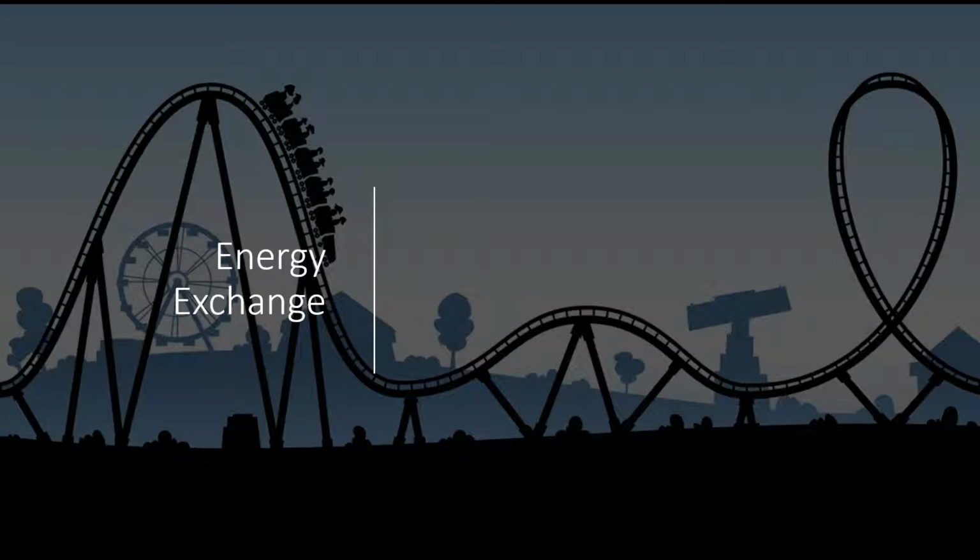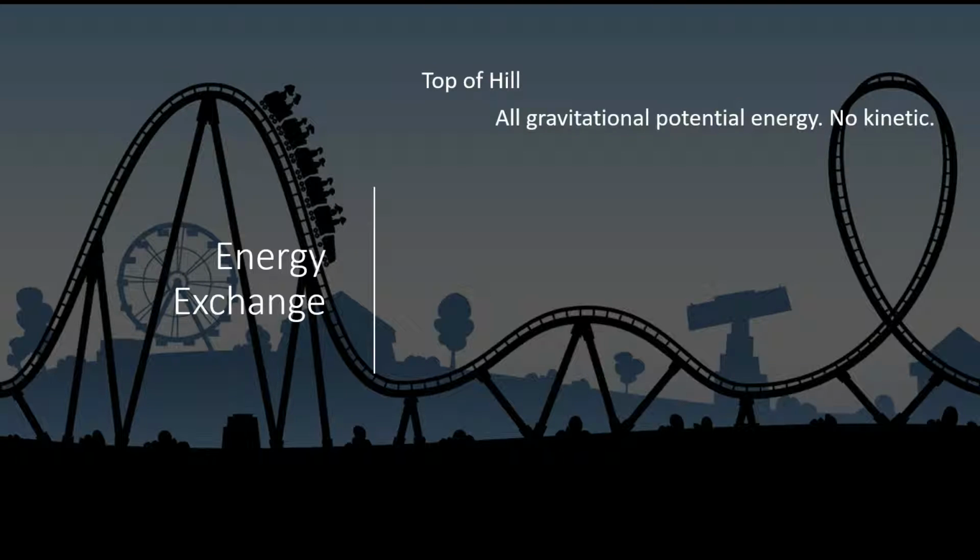So ultimately, a roller coaster is just a giant engine of energy exchange. Okay? At the top of the hill, you have all gravitational potential energy. There's no kinetic at all. So at the very top of that first hill, you are 100% gravitational potential energy. That is your total energy. The easiest way to find the total energy of a roller coaster is to look at the first hill. Okay? Which again is mass times gravity times height. Gravity is 9.8 meters per second squared.